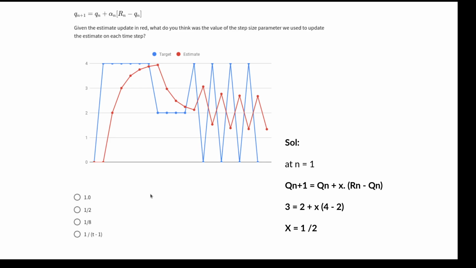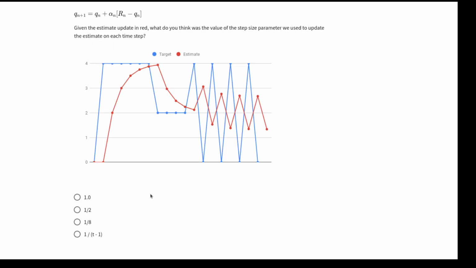Rn, what was the true value? We are seeing what is the true value at the 2, it is a 4. So we put 4 minus what is the qn? It is 2, so it's like 1 by 2. Is it clear to everybody? Yes, sir. Okay.